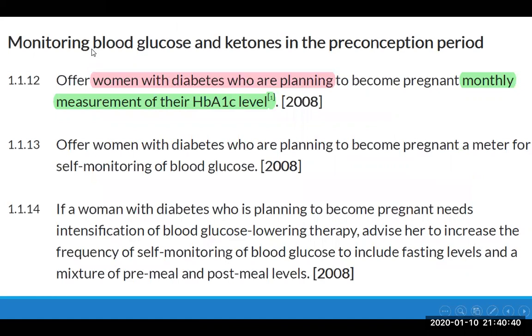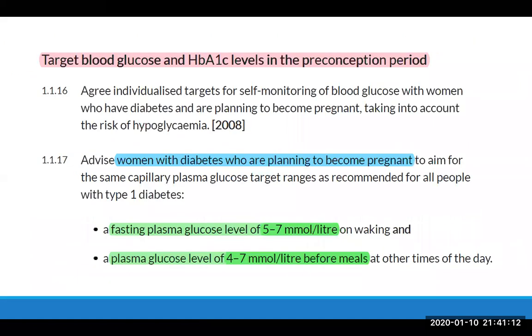And of course, monitoring is very important. Monitoring blood glucose and ketones in the preconception period is very important. They recommend every woman who is planning for pregnancy to check hemoglobin A1C every month, because congenital malformation is proportional to the hemoglobin A1C level. If hemoglobin A1C level is more than 10, it is recommended for this lady not to get pregnant.